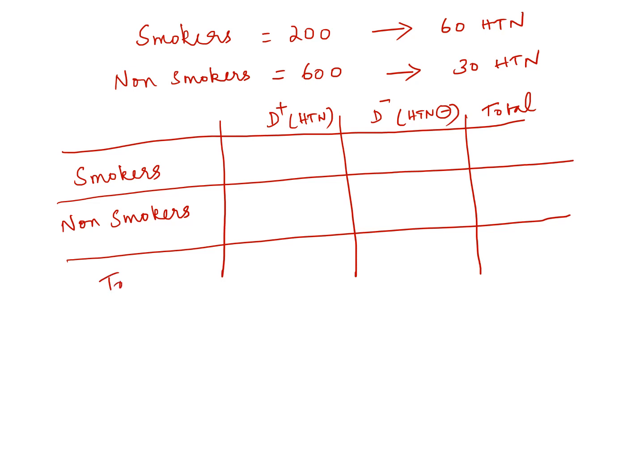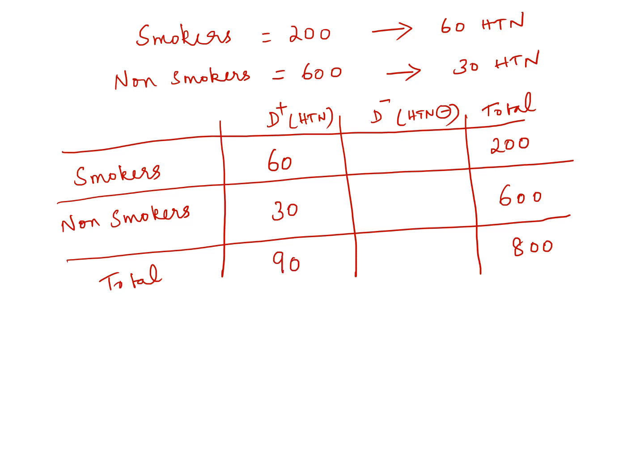Now, total number of smokers in our study is 200 and total non-smokers is 600. So, this total will be 800. Now, out of this 200, 60 developed hypertension and out of this 600 non-smokers, 30 developed hypertension. So, total deceased individuals will be 90.